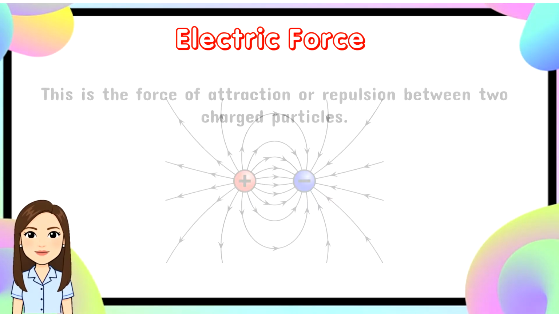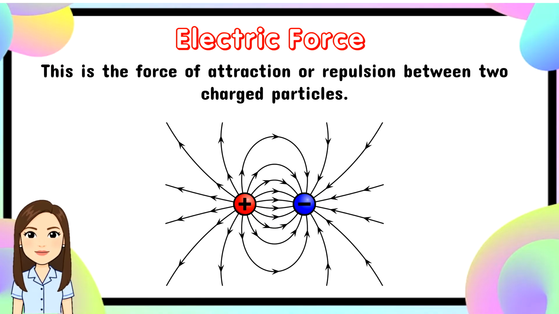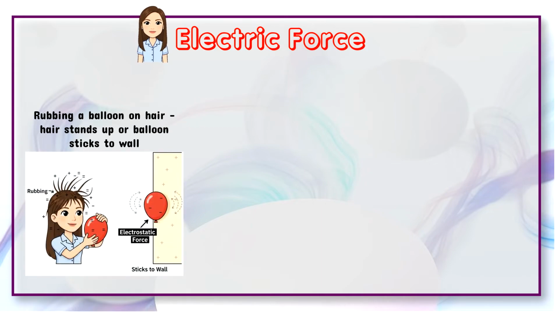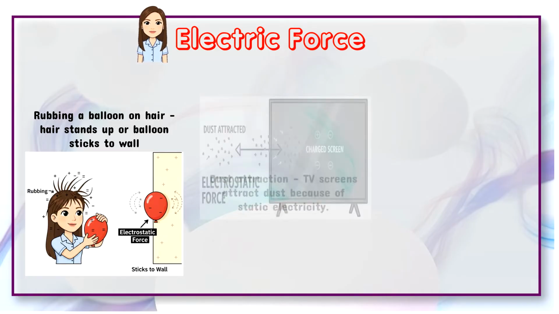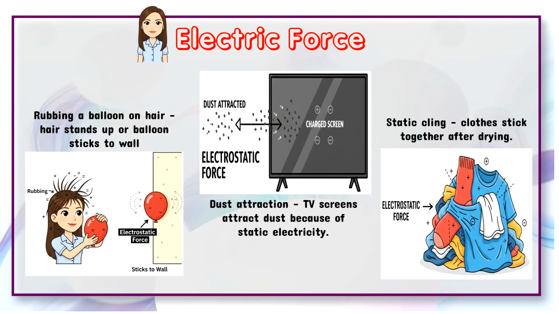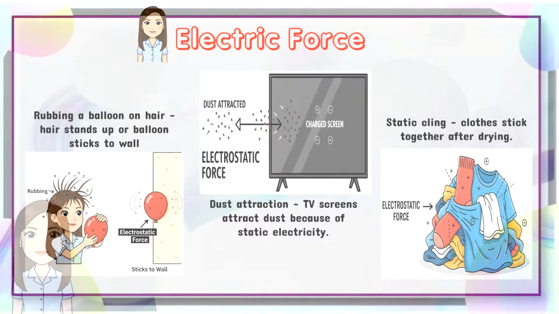Electric force. This is the force of attraction or repulsion between two charged particles. These are some examples of electric force. When you rub a balloon on your hair, your hair stands up, or a balloon sticks to a wall because of electrostatic force. TV screens attract dust because of static electricity. And static cling, which means clothes stick together after drying because of electrostatic force.